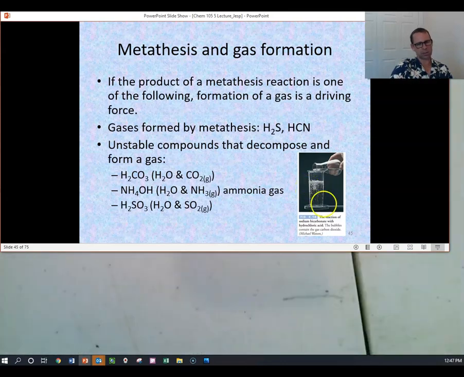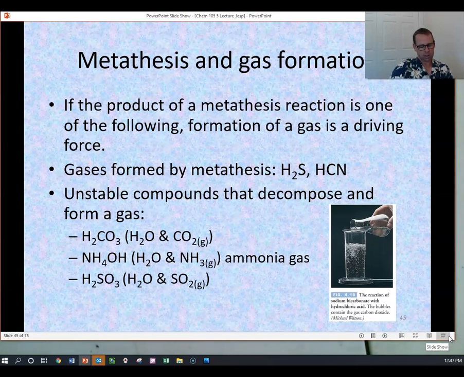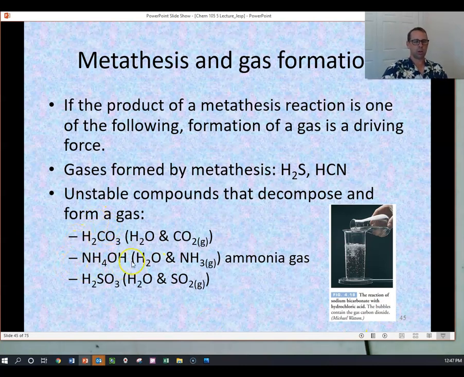Now, this is our slide that talks about our gas-forming reactions. We're not going to talk much about these other than when a product is either H2CO3, carbonic acid, or ammonium hydroxide, NH4OH, or H2SO3, which is sulfurous acid, then those three compounds break down into gases. And when you see those kind of compounds in the products, you have to know that it's a gas-forming reaction. And that just takes a little bit of time or memorization.